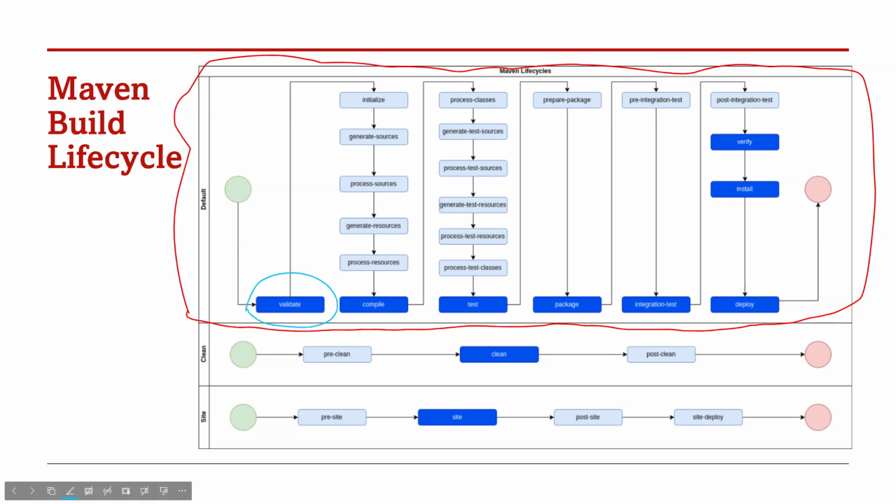First phase is validate, which validates the project configuration, ensuring it's correct and all necessary information is provided. Second phase is compile, which compiles the project's Java source code, converting it into bytecode.